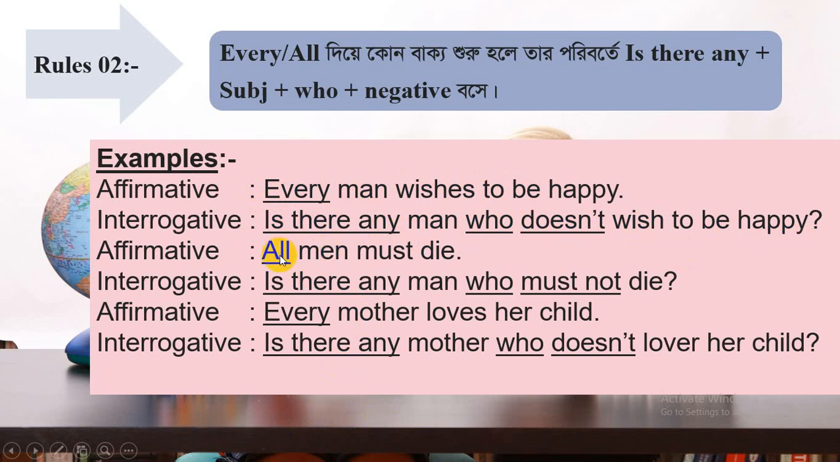Another example: all men must die. In place of all, we have to use is there any man who, after negative, mustn't die or must not die. In that case, as all is a plural form, you can use man. And if it is singular, we have to change man.